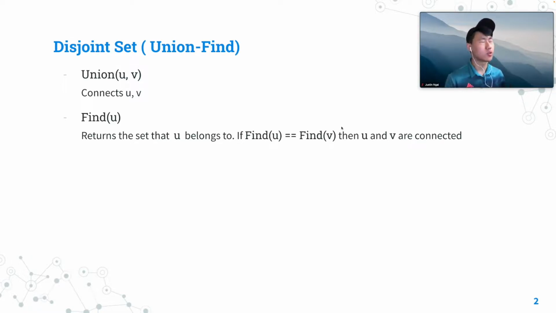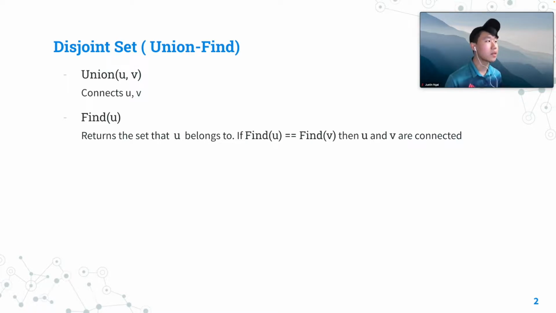What is a disjoint set? A disjoint set is a data structure that supports two main functions. One is unioning two items together. So you have item U, item V, and by calling union on it, you're basically saying that these two belong in the same set or in the same group. The next function it supports is find. Find takes an item and returns the set that it belongs to, represented in some form.